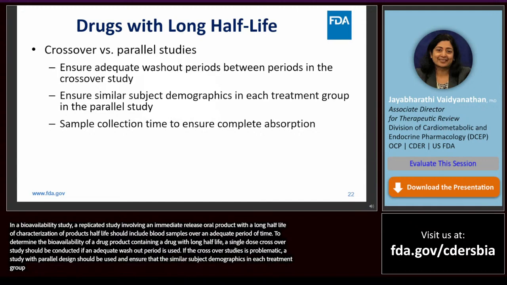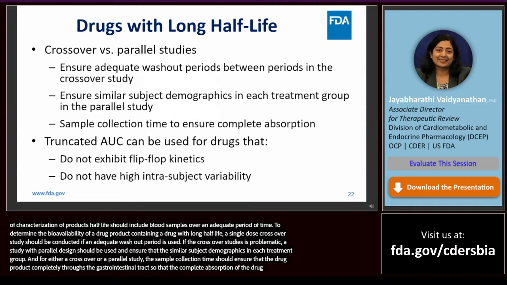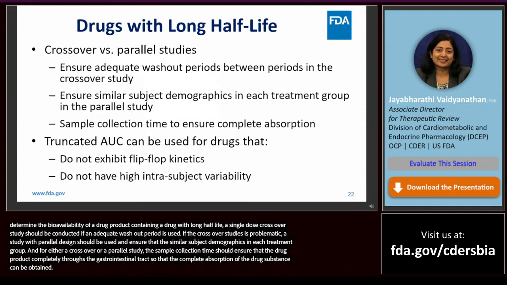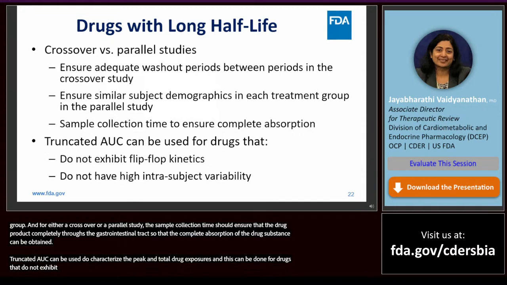And for either a crossover or parallel study, the sample collection time should ensure that the drug product completely moves through the gastrointestinal tract so that the complete absorption of the drug substance can be obtained. A suitably truncated AUC can be used to characterize the peak and total drug exposures, and this can be done for drugs that do not exhibit flip-flop kinetics and drugs that do not have high intrasubject variability.